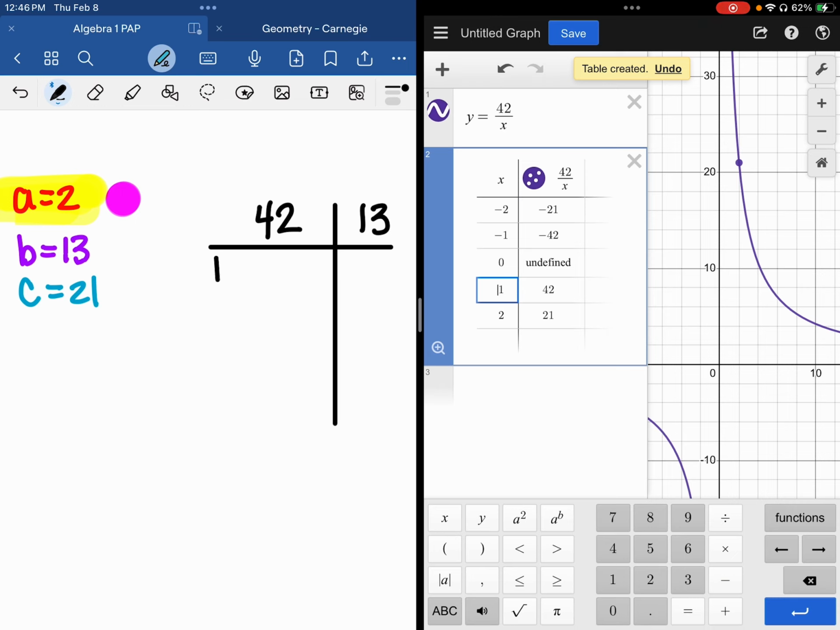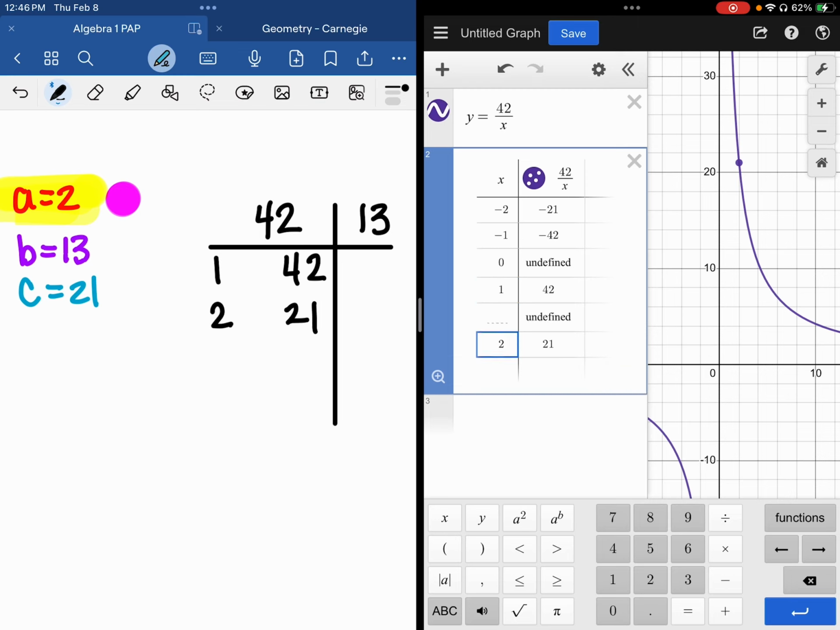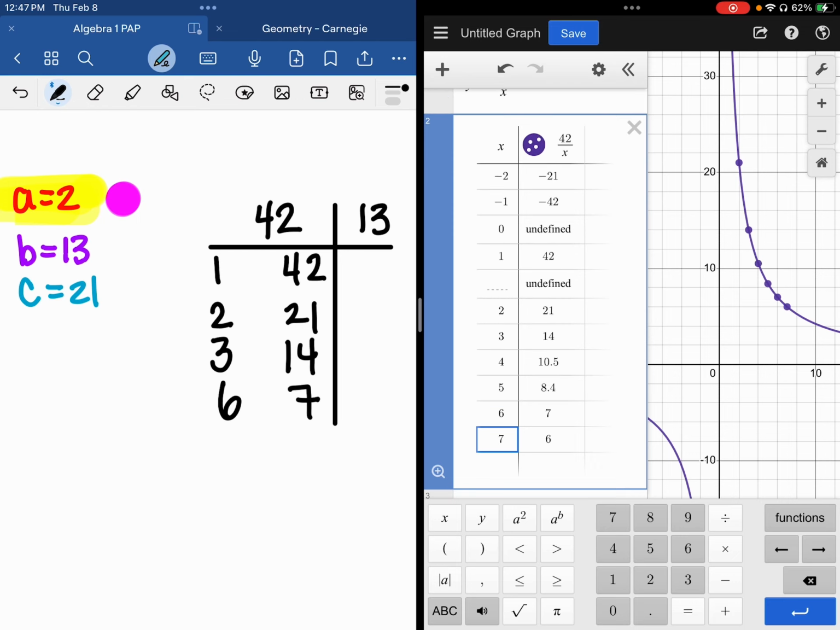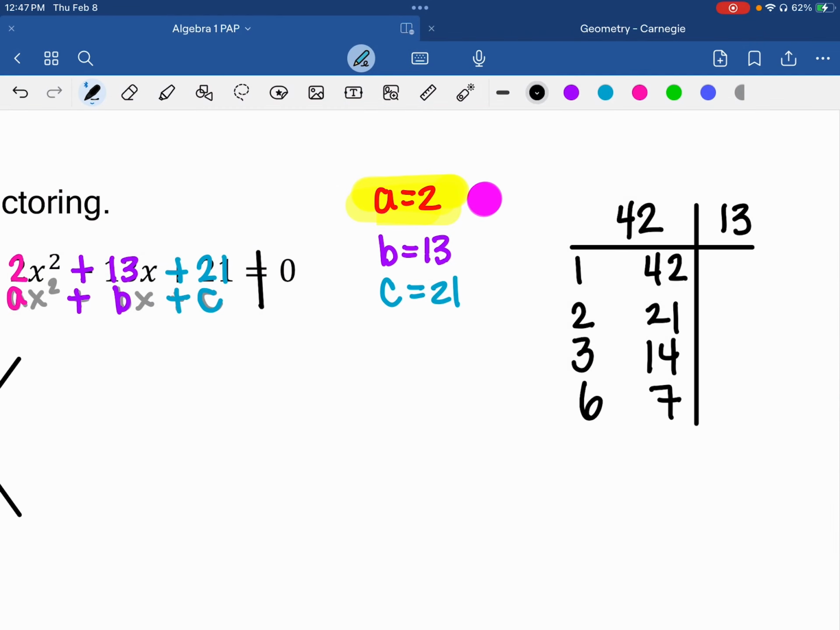Always start with 1. The nice thing about the graphing calculator is that it will start with 1 for you. I must check 3 and 14. And so I have to keep checking all these numbers in between. I can't use 4. I know I can't use 5. 6 and 7. There is no number between 6 and 7. The next number after this would be 7, and it just gives me back 7 times 6. So I am completely done finding my factors, and I'm done with Desmos. Thank you very much.